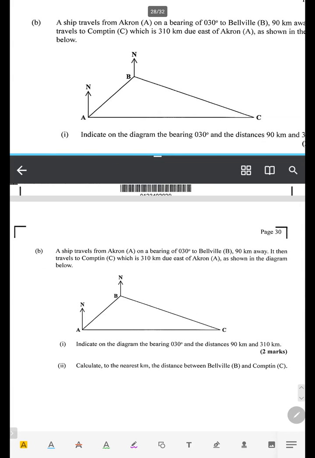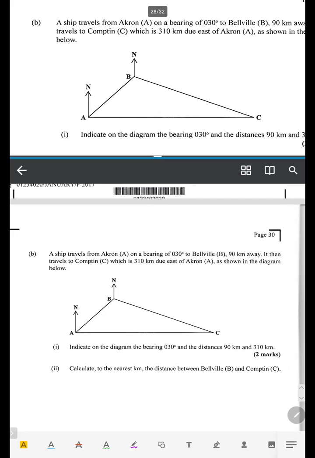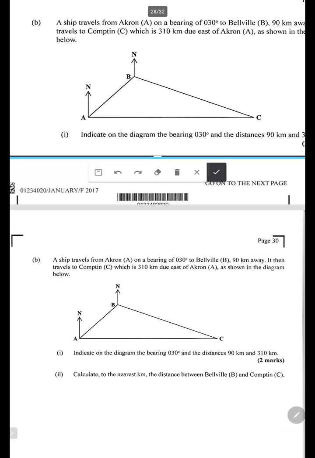It says a ship travels from A on a bearing of 030 degrees to B. So it's from here to here. So this is the from position. Remember, bearing must always be measured at the from position. So from there to there is a bearing of 30 degrees. What does that mean? That means at this from position A, face north first, you have to turn 30 degrees to the right to face B. So it means that this angle in here is 30 degrees. 030 degrees is that angle. All right, that's what it means.